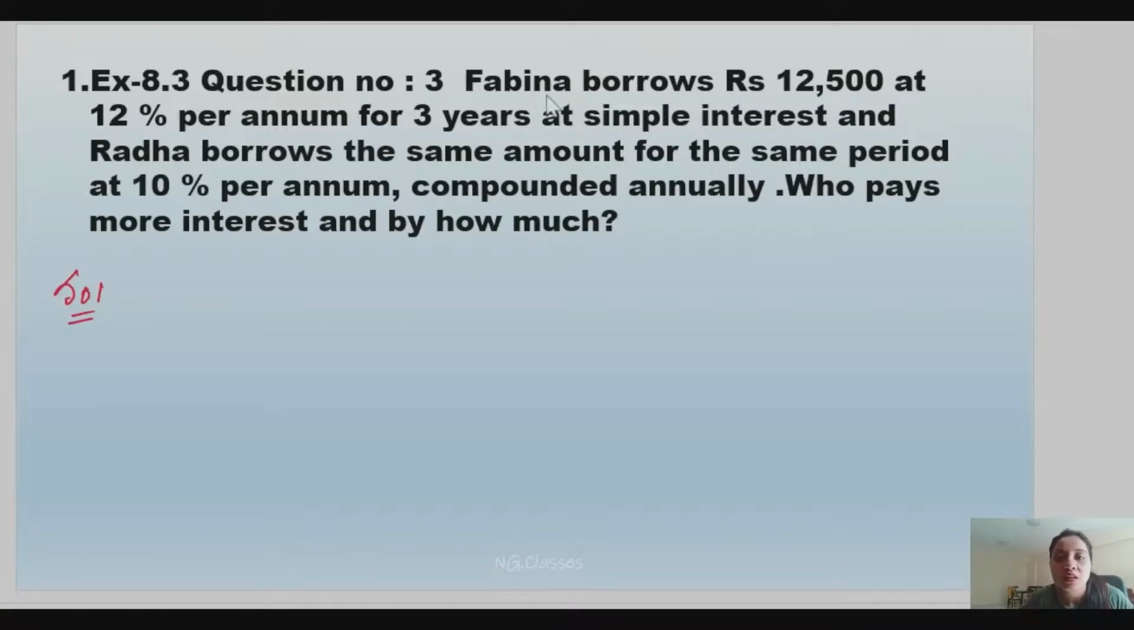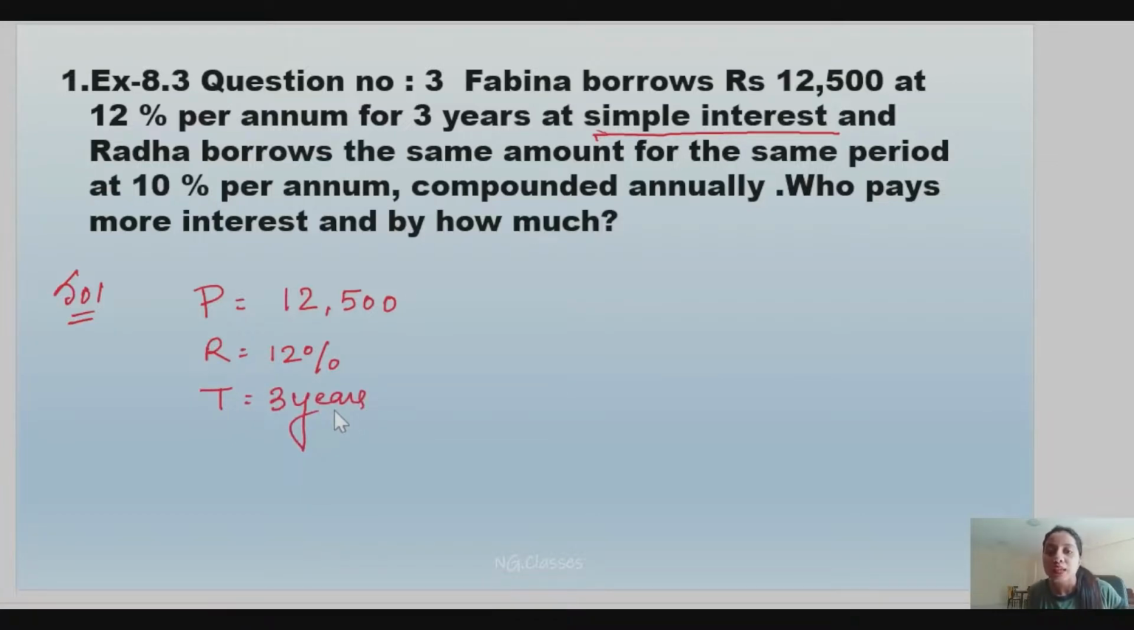So here the first part of the question is talking about Fabina, who borrows rupees 12,500 at 12% per annum for 3 years at simple interest. Okay. So here principal is given as 12,500. Rate is given as 12% and time period is given as 3 years.